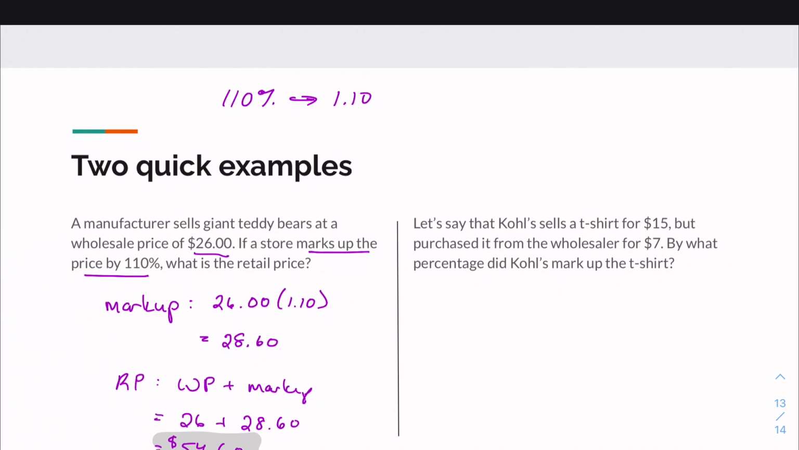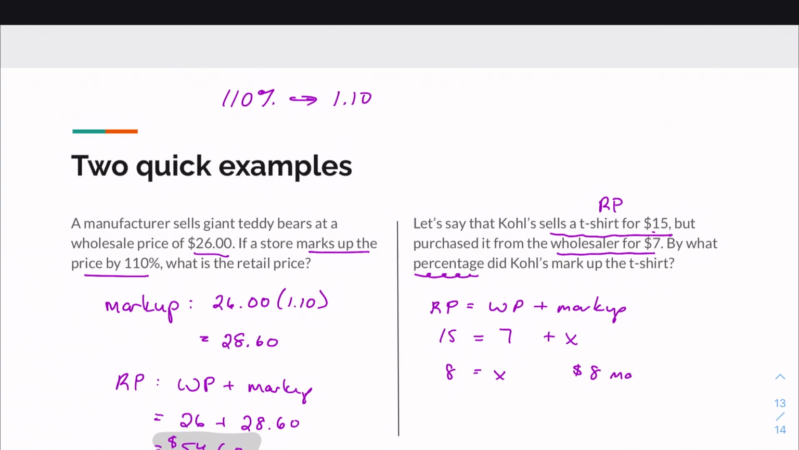On the flip side, maybe I can work this backwards. Kohl's sells a t-shirt for $15, right? So this would be my retail price. This is the price I'm buying the shirt at. But they purchased it from the wholesaler for $7. So I want to know by what percentage did Kohl's mark up the t-shirt? Well, let's stick with our retail price equals wholesale plus markup. The retail price is $15. It was marked up by some amount at a wholesale price of $7. So the markup itself was $8.